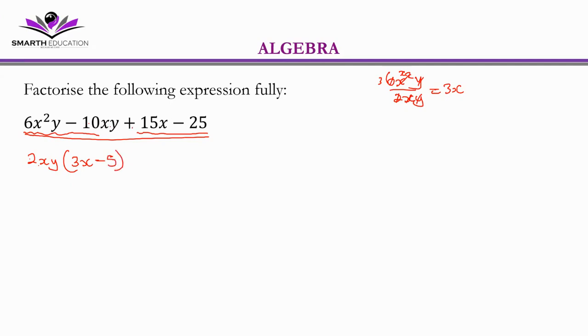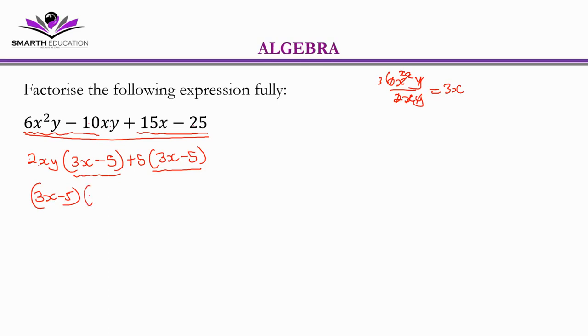Then we come to the second pair. The highest common factor here is 5, so we factor out positive 5. Then 15x divided by 5, this is 3x. Then negative 25 divided by 5 is negative 5. So we have a common bracket here, which is this. We can factor it out, 3x minus 5.